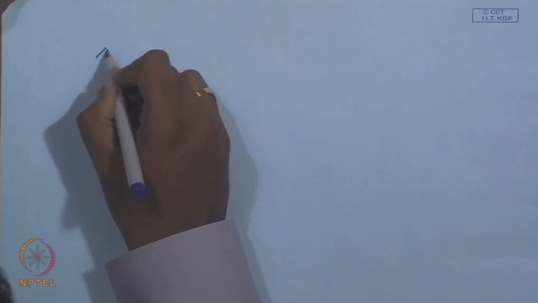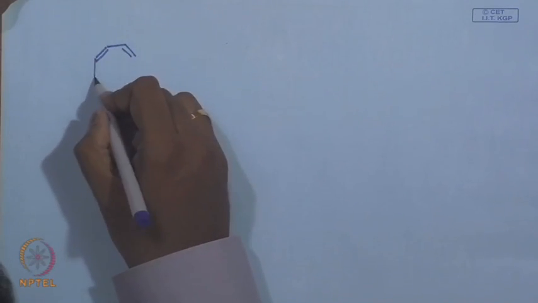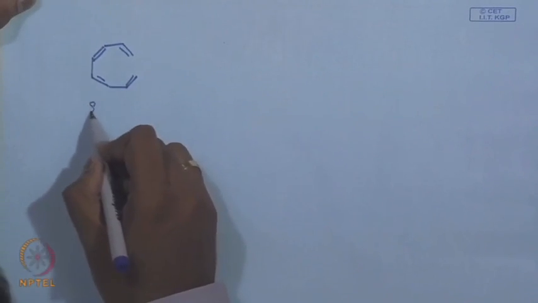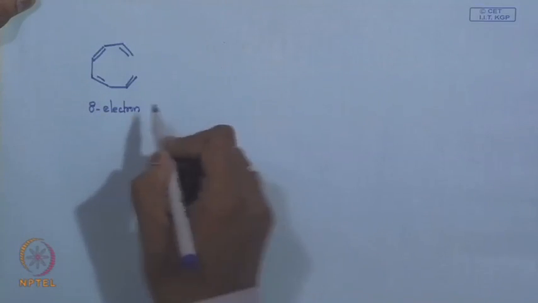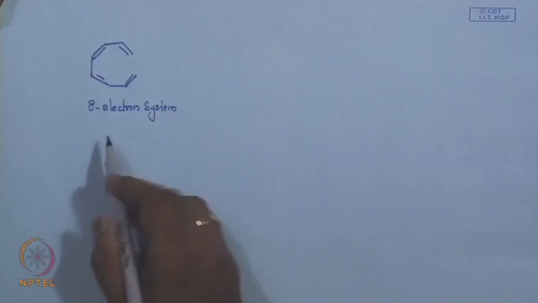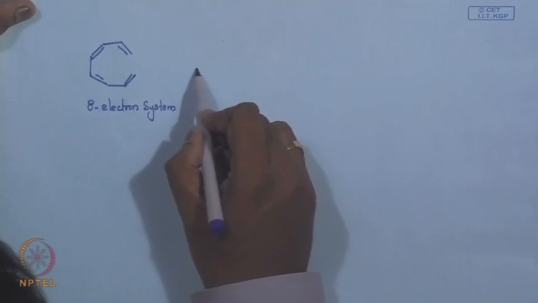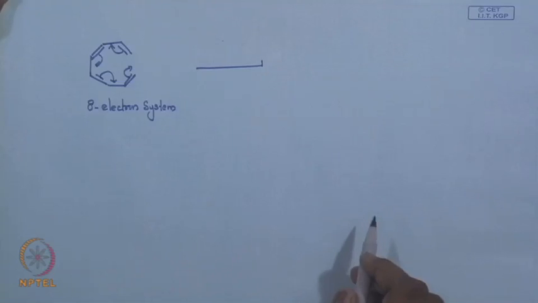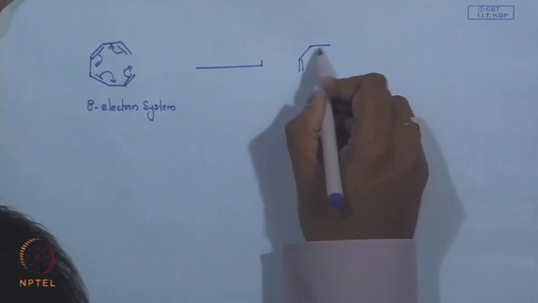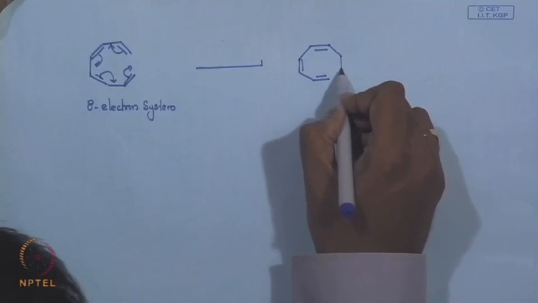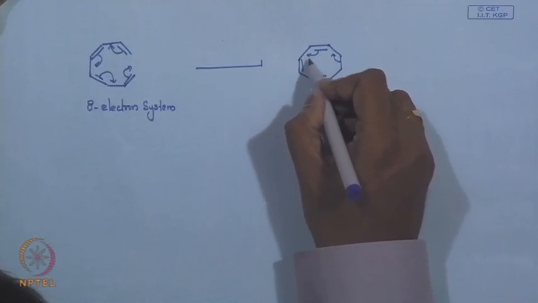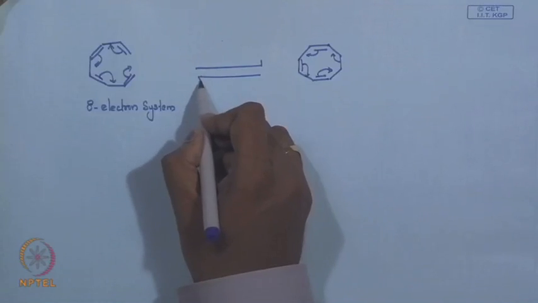You can also have an 8 electron system, where you can think about the cyclooctatetraene system. This is your 8 electron system. Again it is a 4n system. So, now my product should have 3 pi bonds and an extra sigma bond. So, I have 3 pi bonds with a new sigma bond, and as I already said, these reactions are reversible to give me my starting material back.